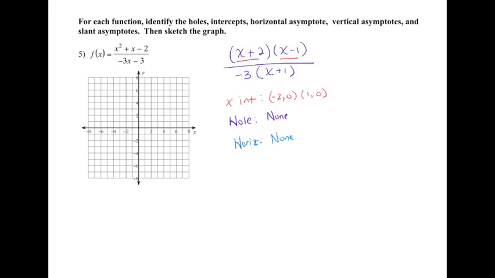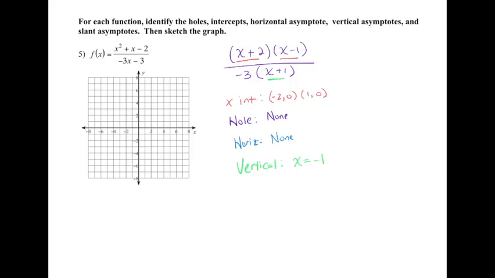All right, let's look at vertical. Vertical is where my denominator is 0 but does not cancel out, okay? Well, nothing canceled out. We've already determined that when we look for holes. So everything that makes my denominator 0 is going to be a vertical. There's only one. It's right here. So at x = -1, I'm going to have a vertical asymptote.